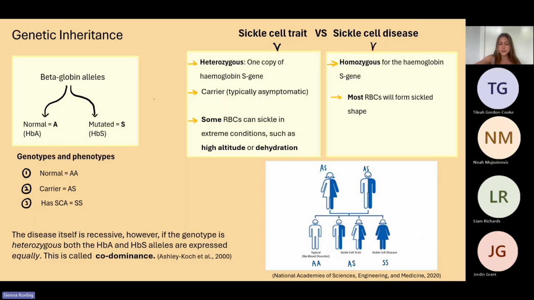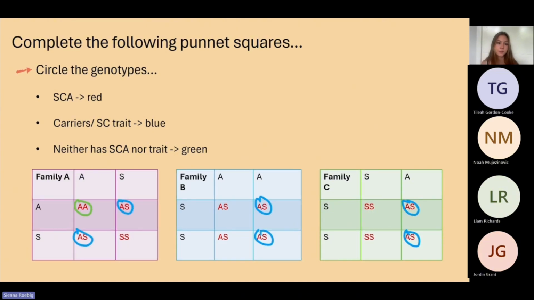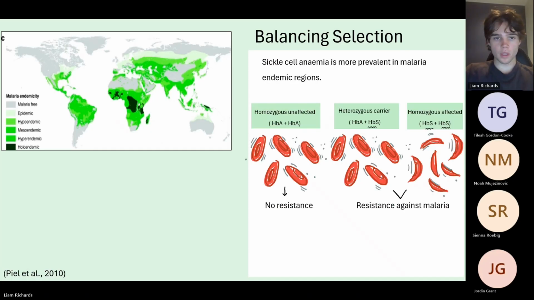If only one S gene is inherited, the individual is a carrier of the disease and can also exhibit codominant expression of the two genes under certain conditions, like high altitude or dehydration. Okay, complete the following activity. Yeah, that's right. So an A and an S genotype will be a carrier, an S and an S genotype will have sickle cell disease, and an AA genotype will have neither. Well done. Thank you, Sienna.